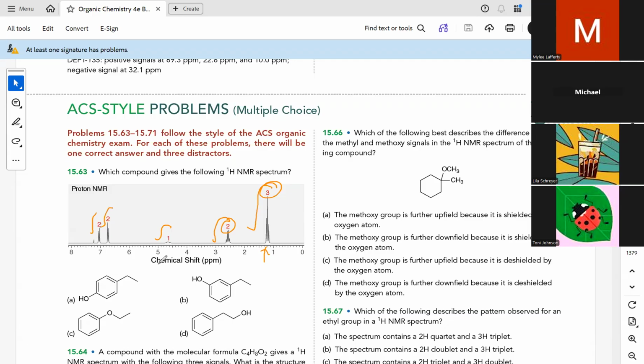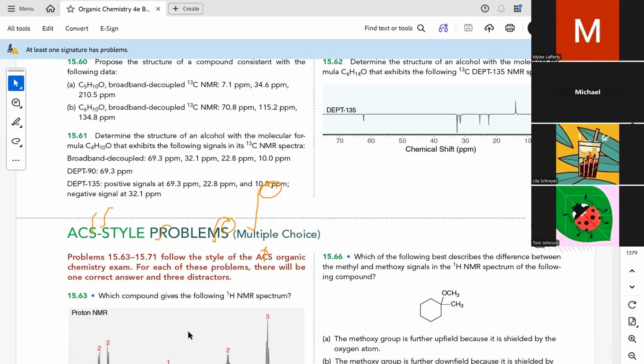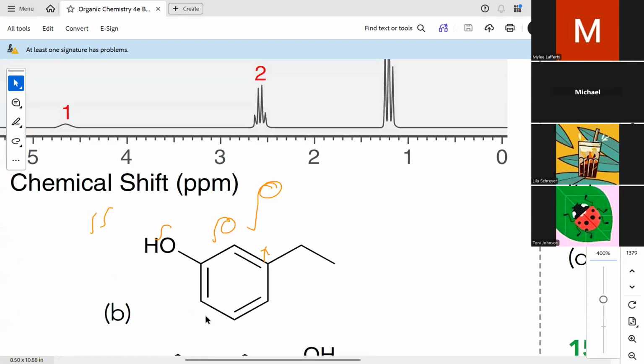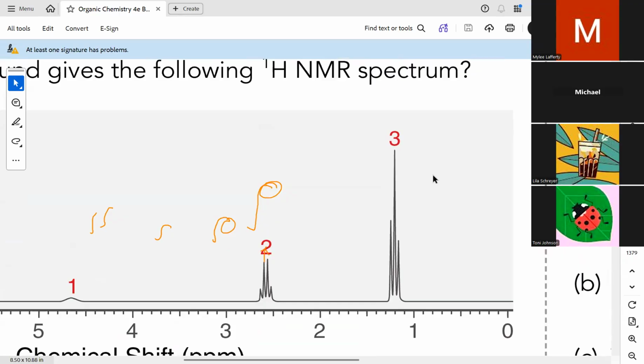This is 63. So if we were to try to figure out the number of neighbors here, let me see if I can zoom in. It's not letting me zoom in anymore. Trying to show you guys the multiplicity here. There we go. So we see this is a triplet in this first signal. So we have 3 protons integrating to a triplet here. And now I have a quartet.